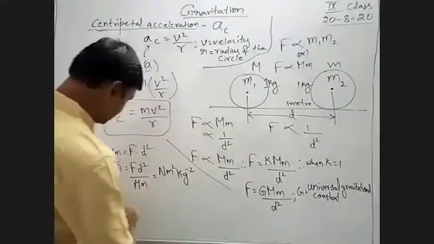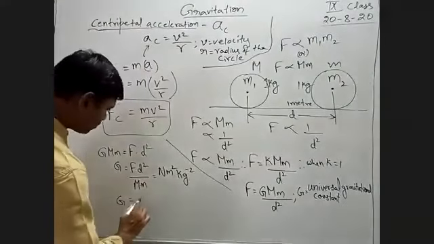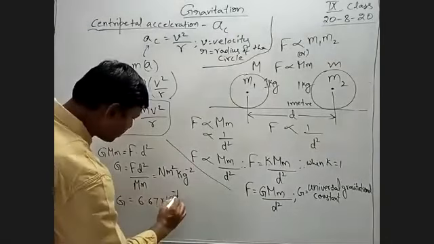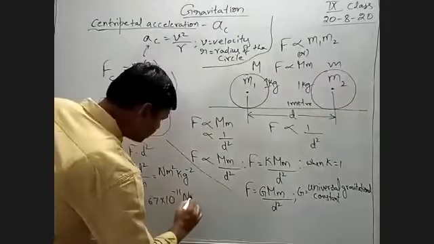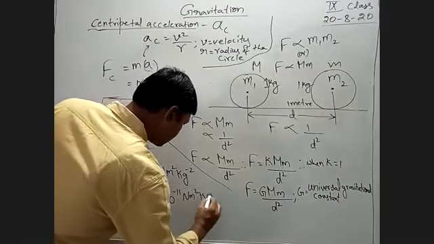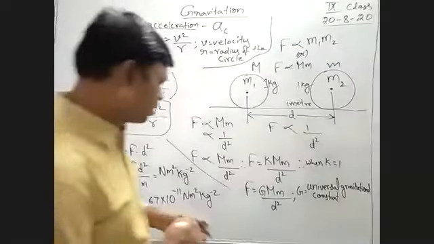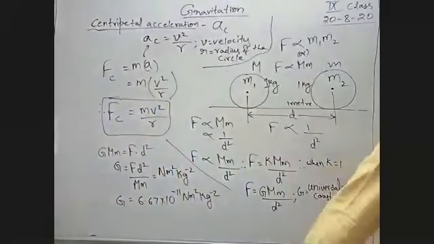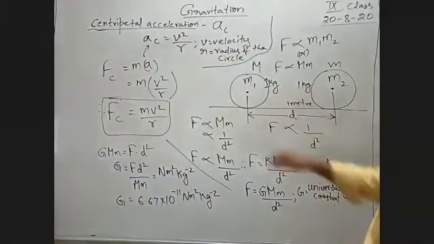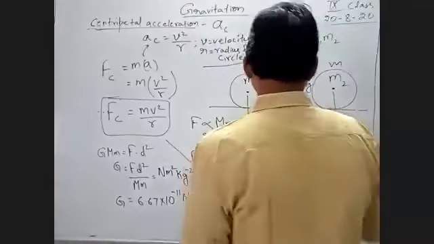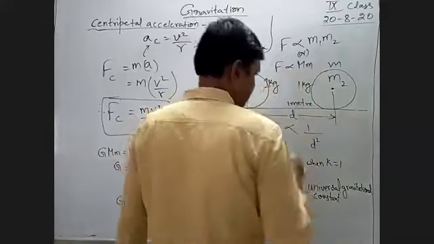The value is G equal to 6.67 into 10 power minus 11 Newton meter square per kg square. This is the value of the universal gravitational constant, and this is the universal law of gravitation.